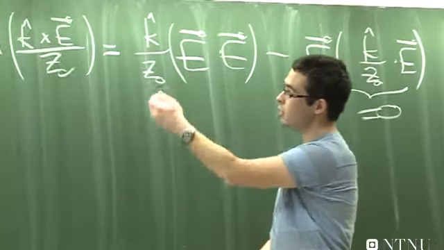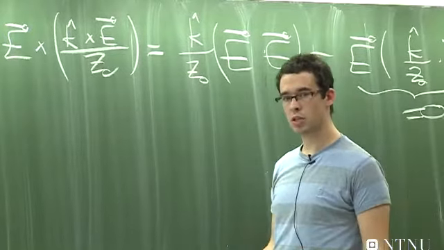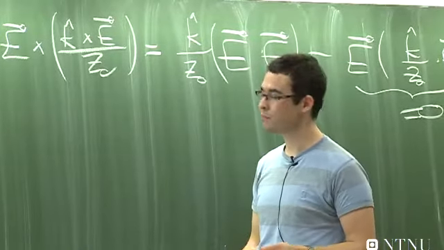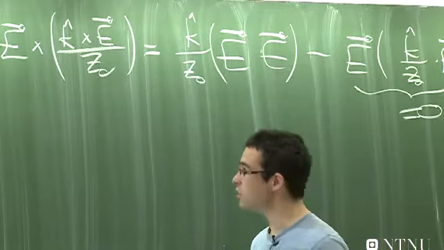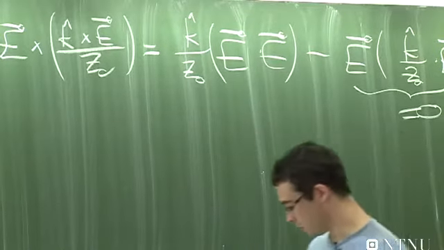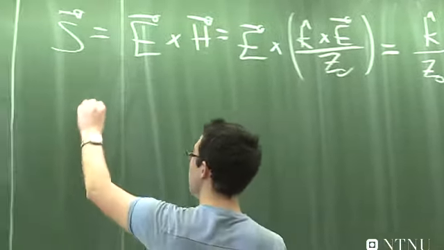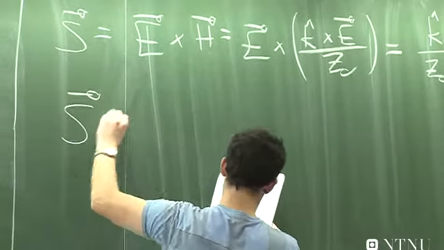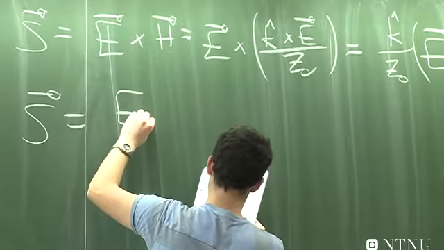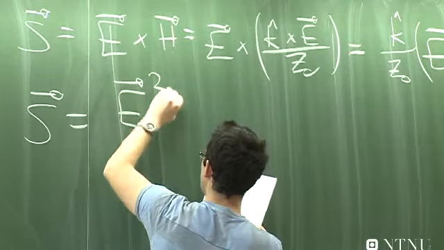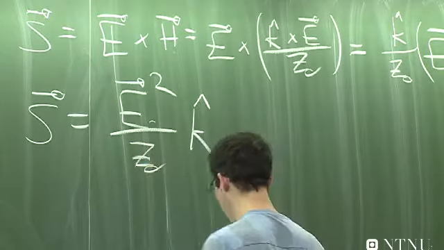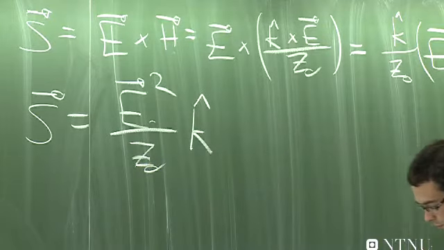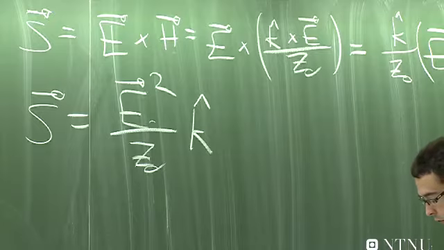So now we have shown that not only does the wave propagate along the k vector, but also that the energy that the wave is transmitting is traveling in the k direction. And I can write it like this. There you go. And we all know the terminology quite well now.